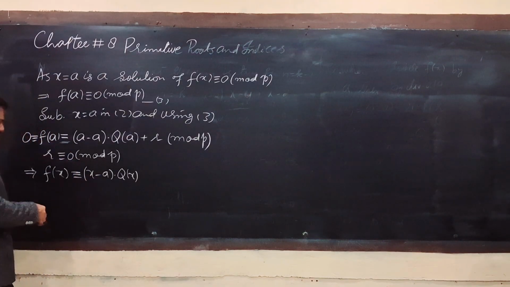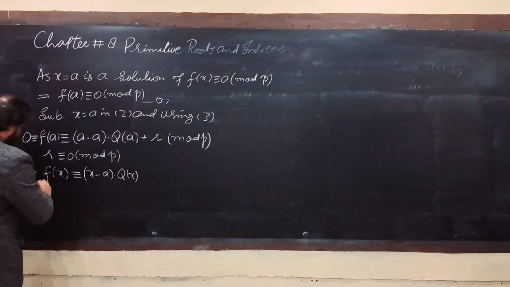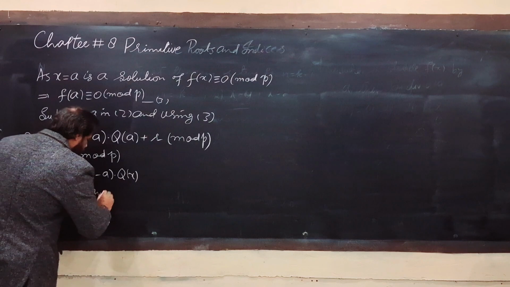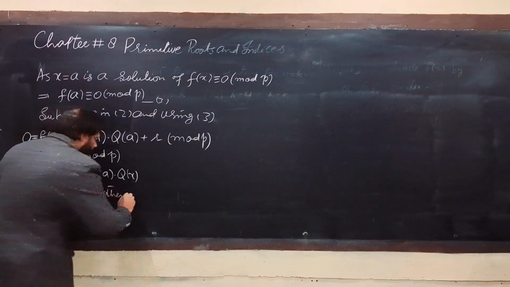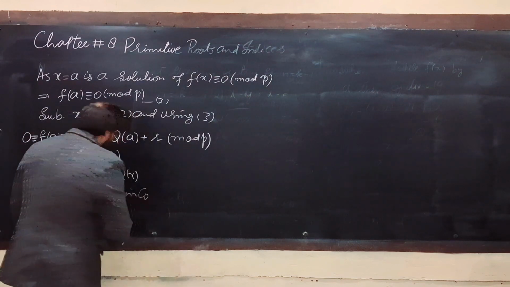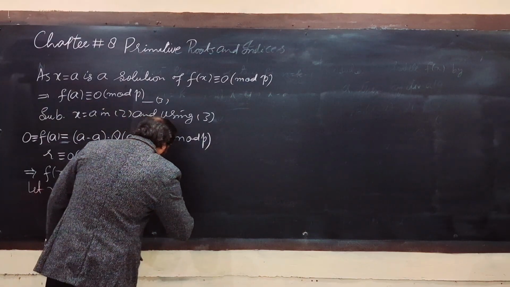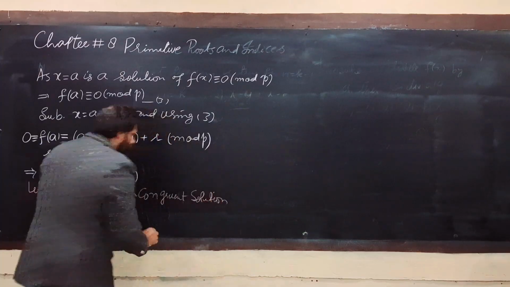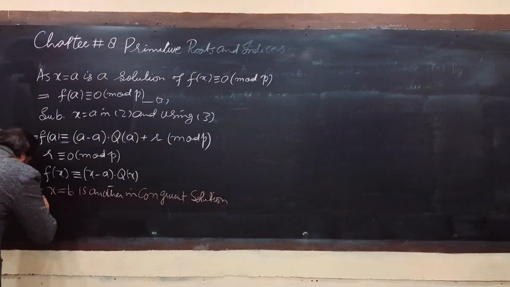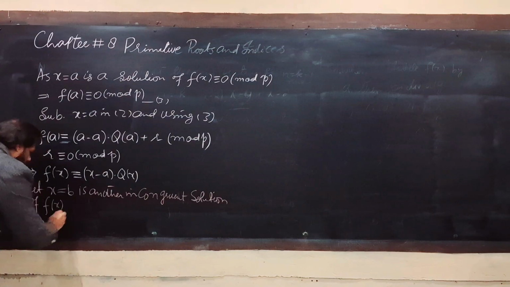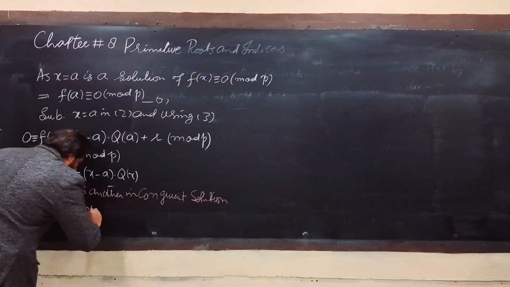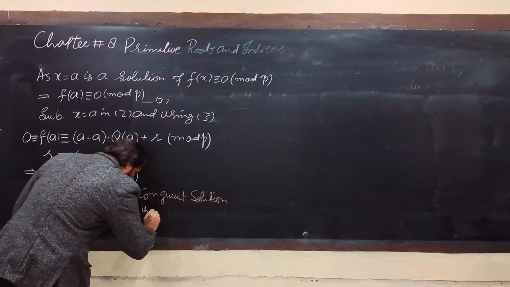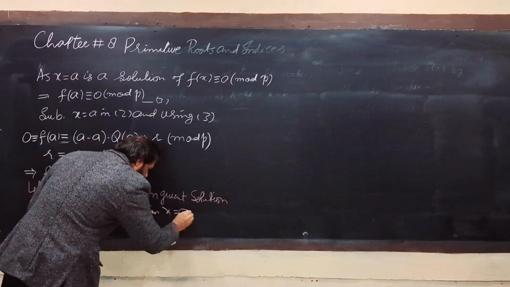For this we suppose let x is equal to b is another incongruent solution of f of x congruent to 0 modulo p other than x is equal to a. Other than x is equal to a.